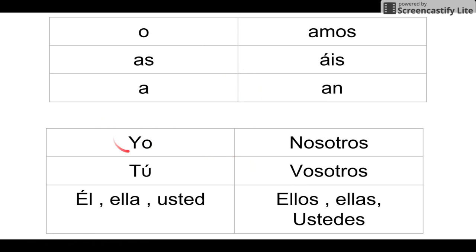So if we're going to speak in the yo form, if you want to say that I do something, we would always use the O ending. Okay, we're not going to use the on ending. That would be for ellos.